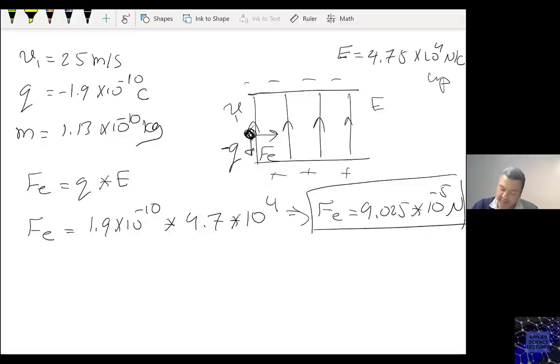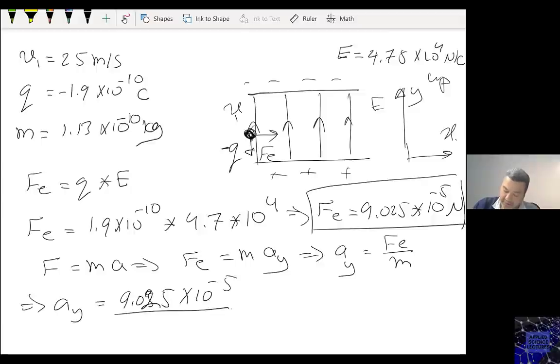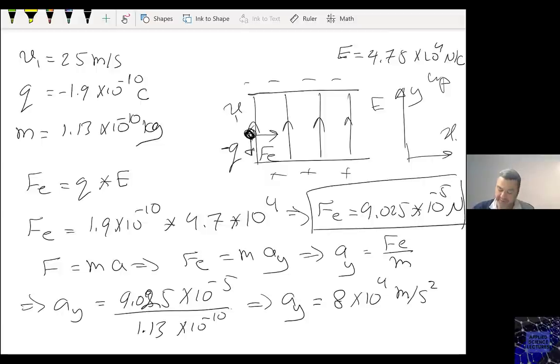So how do I calculate the acceleration? We know that F equals ma, and in this case Fe equals may. If we assume this is y, Fe is pointing downward, so definitely Ay will also be pointing downward. So Ay is Fe divided by M, which is 9.025 × 10^-5 divided by 1.13 × 10^-10, and Ay in this case would be 8 × 10^5 meter per second squared. So this is the acceleration.